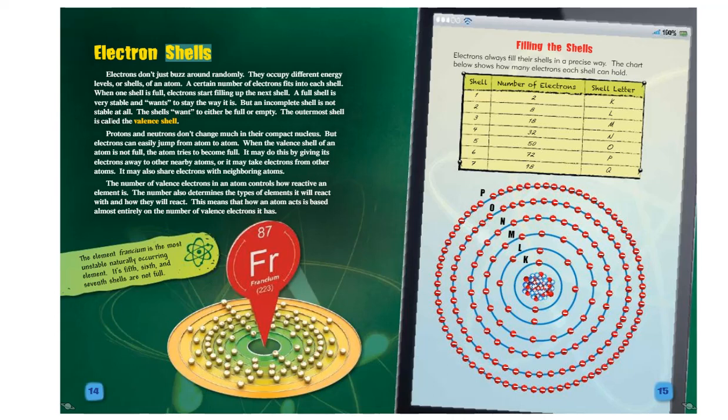The outermost shell is called the valence shell. So in this model of this atom right here, that shell on the outside that contains all those electrons right there would be called the valence shell of this atom.